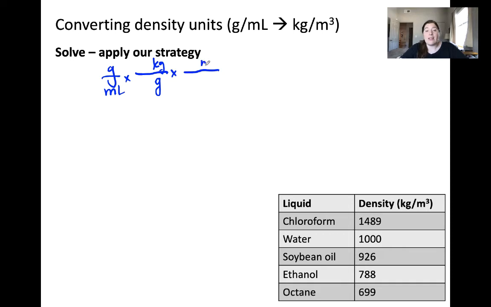Then milliliters to centimeters cubed. Remember, milliliters goes in the numerator because it's canceling the milliliters on the first term in the denominator. And then last but not least, centimeters cubed to meters cubed.